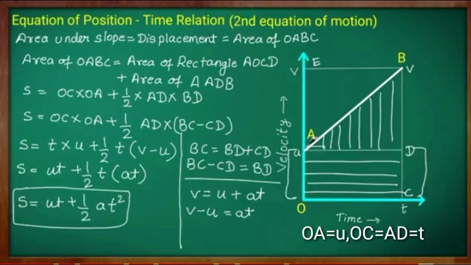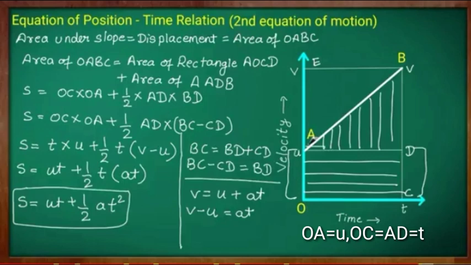Area of rectangle is length into breadth, so OC into OA, plus area of triangle is half base into height. Half base is AD into height is BD. And you know that BD means BC minus CD. Now you substitute BC minus CD.